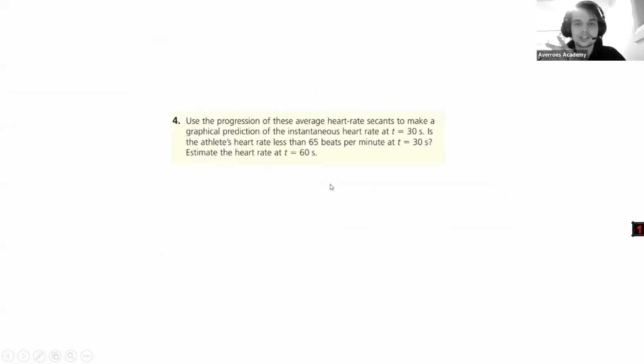So use the progression of this average heart rate secants to make a graphic prediction of the instantaneous heart rate at 30 seconds. Is the instantaneous heart rate less than 65 beats per minute at 30 seconds? Estimate the heart rate at 60 seconds. Well, there are quite a few operations that we need to make here. But first of all, let's determine the progression of heart rate secants in here.